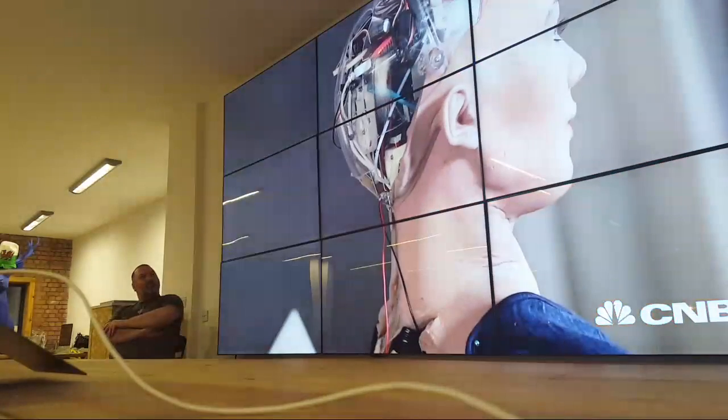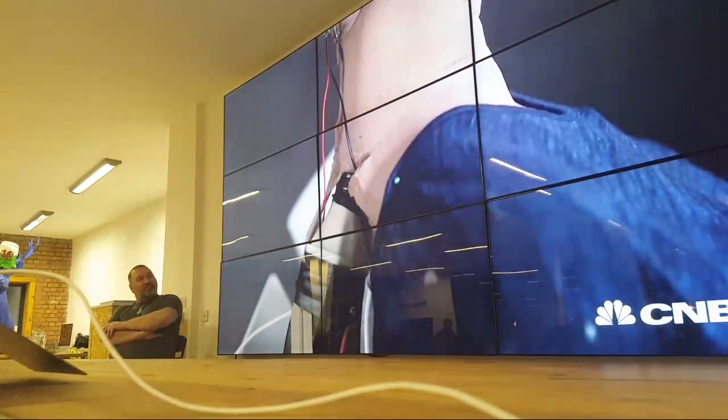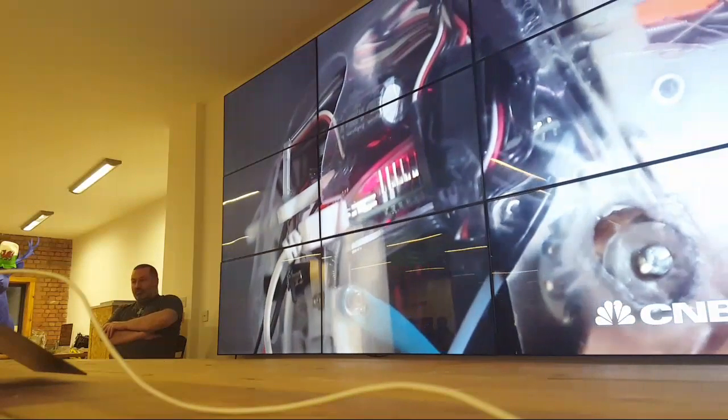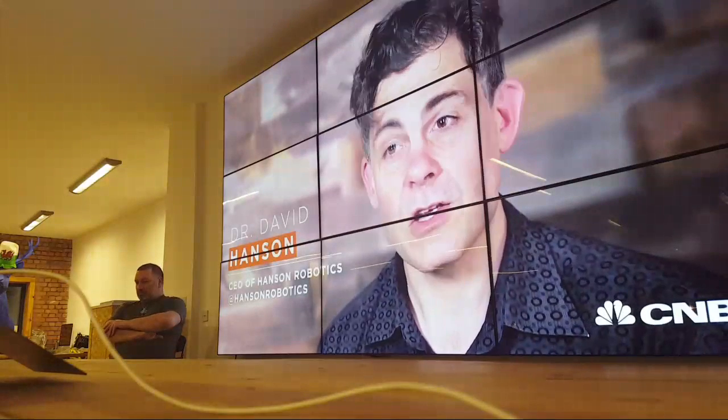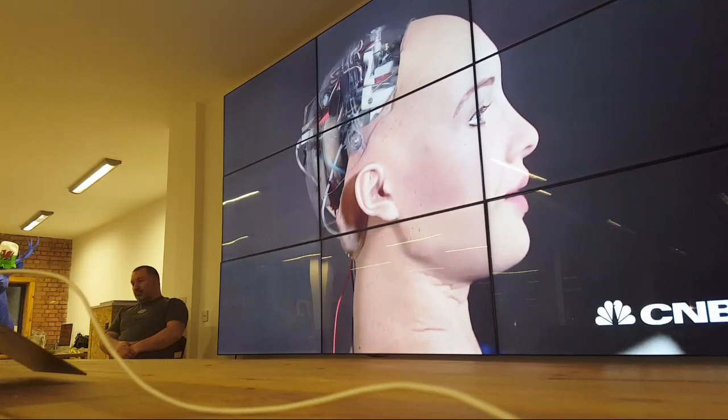Hanson Robotics develops extremely lifelike robots for human-robot interactions. We're designing these robots to serve in healthcare, therapy, education, and customer service applications. The robots are designed to look very human-like.